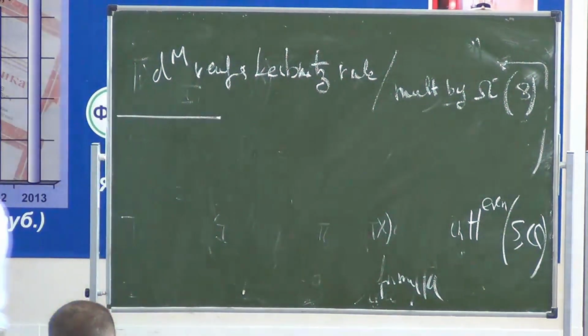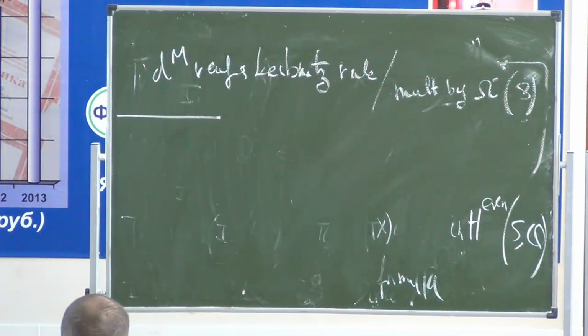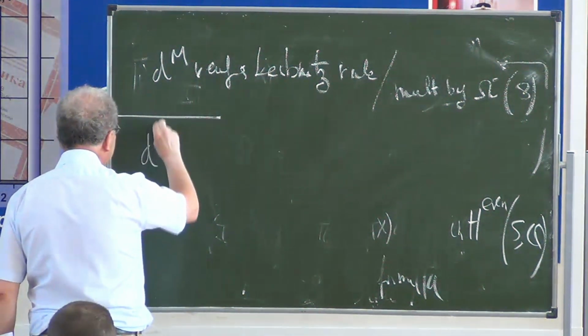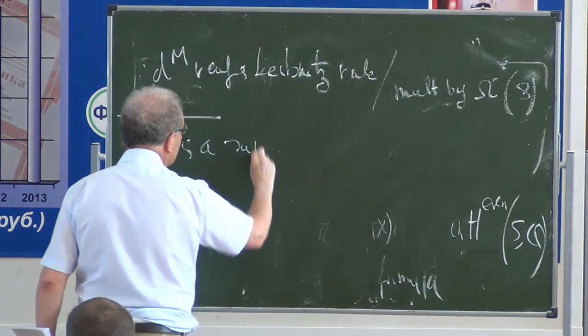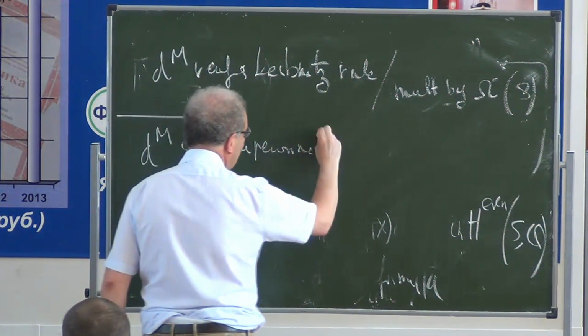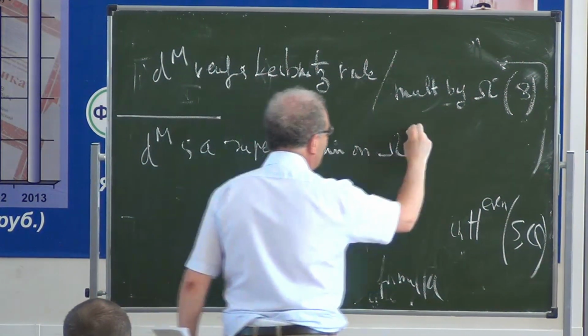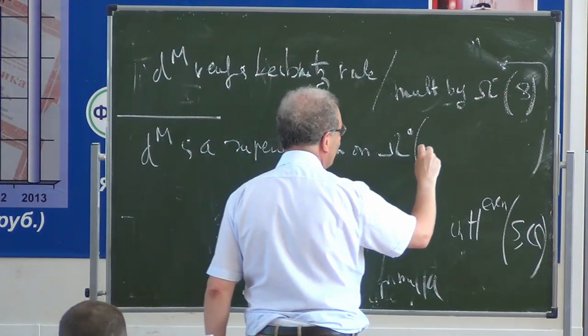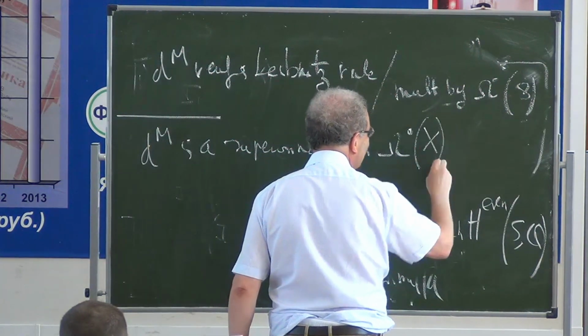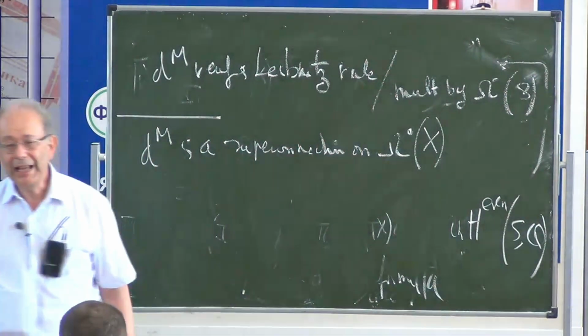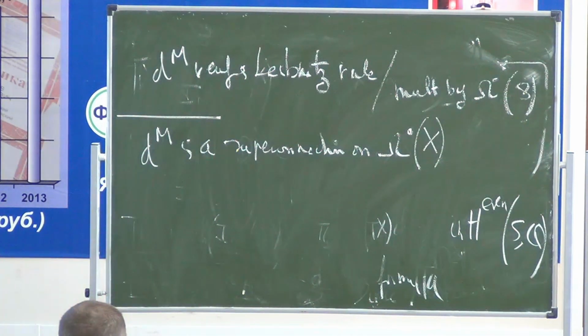So using the identification star, in effect what we discover is that dM is a superconnection on the Z2-graded vector bundle Omega X. So Omega X, the relative de Rham complex, is a vector bundle on the base. It is Z-graded, then it is Z2-graded, so it's related to a graded bundle.